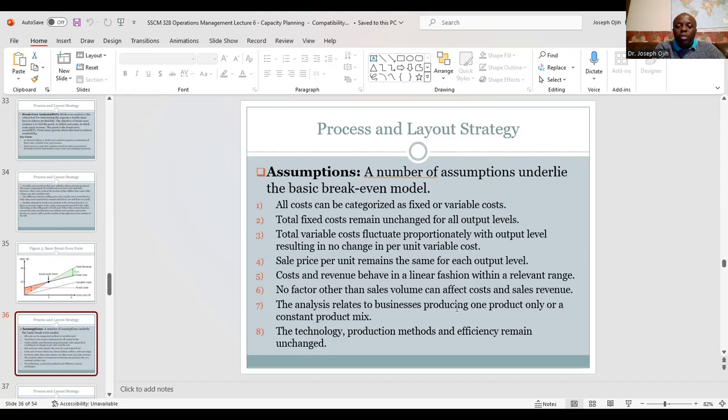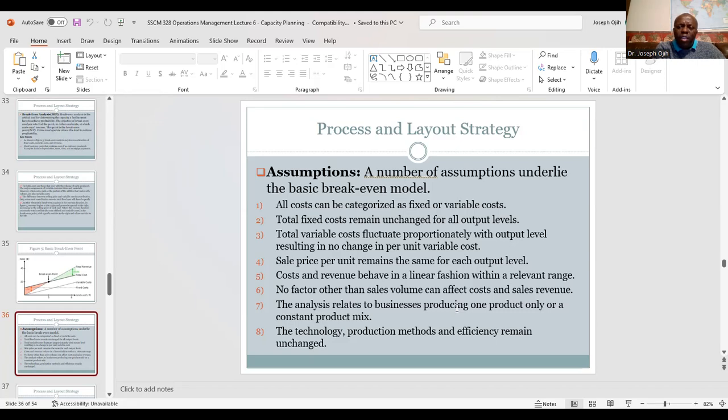Now, sales price per unit remains the same for each output level. Cost and revenue behave in a linear fashion. That is our assumption within the relevant range. They also assume that no factor other than sales volume can affect costs and sales revenue. We equally assume that the analysis relates to businesses producing one product only or a constant product mix.